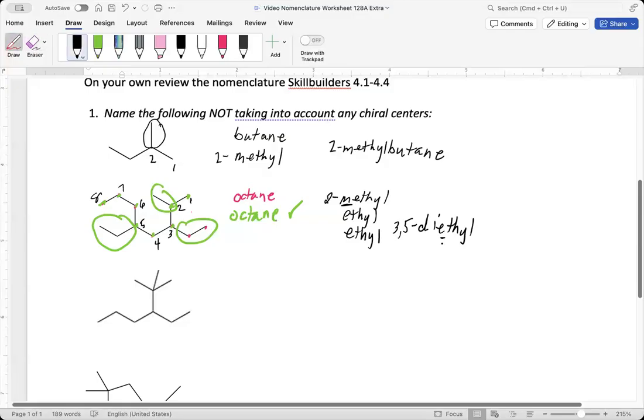So that means the diethyl will come first. So we've got 3,5-diethyl-2-methyl-octane. Okay.